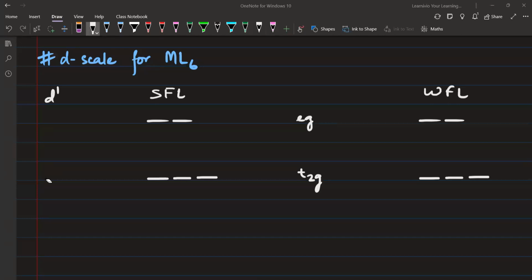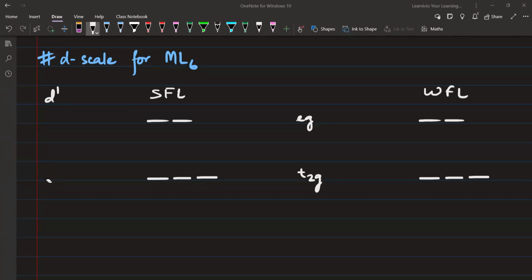If we have one electron, as you can see in the D subshell, we are having one electron, then that electron will go to which, EG or T2G? The electron will go to the lower energy state or higher energy? Where does the electron want to go? Lower energy. Each and everything in the universe wants to attain the lowest energy state possible.